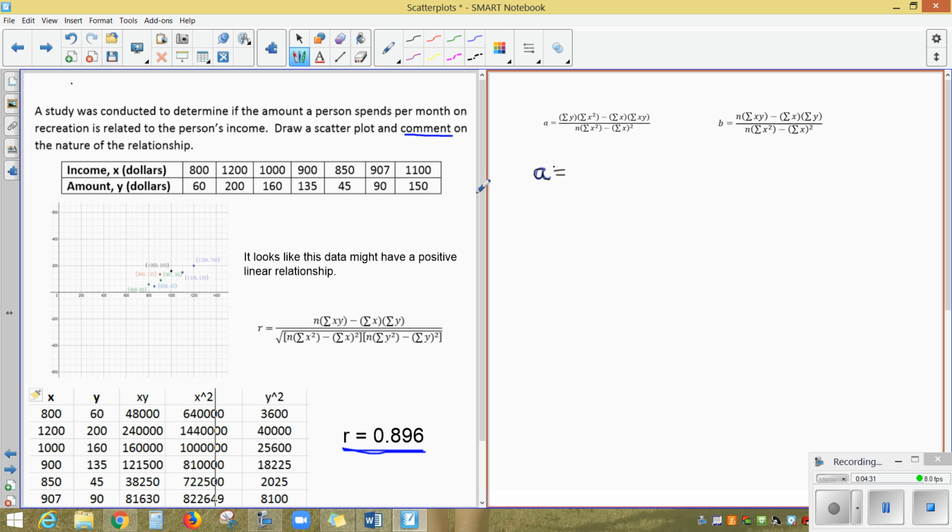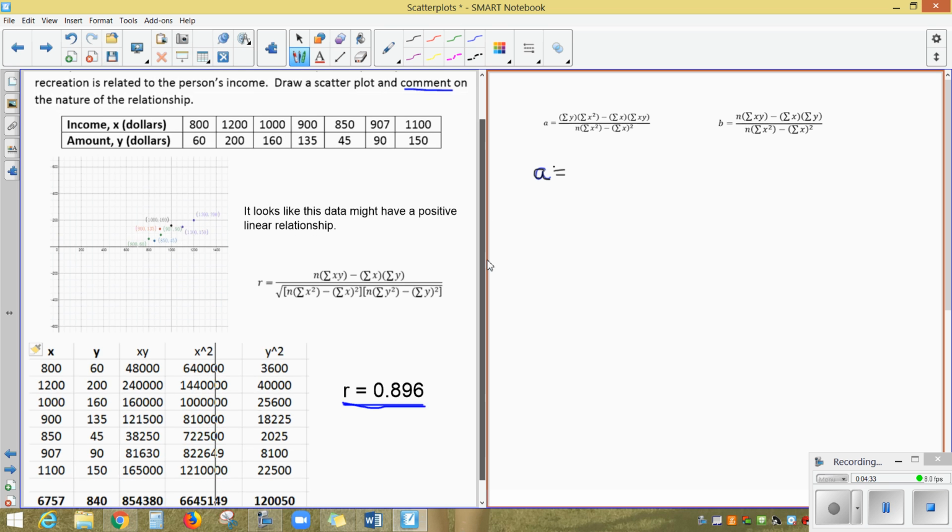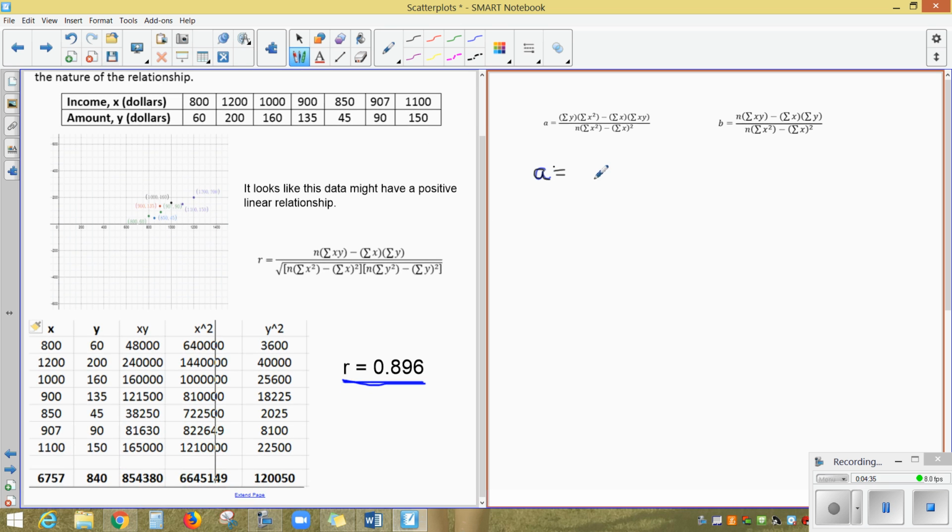Okay. From the column, and I don't know, I think I can scroll down here. Yep. To get our A, if we cut and paste the values from the table that we have from our Excel spreadsheet, this is a mess, but we can copy and paste them into the formula.